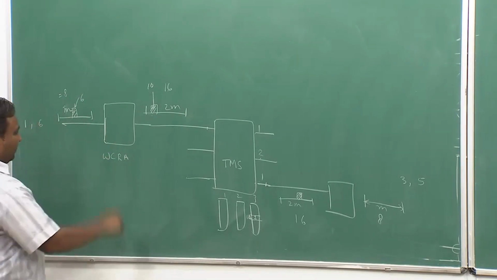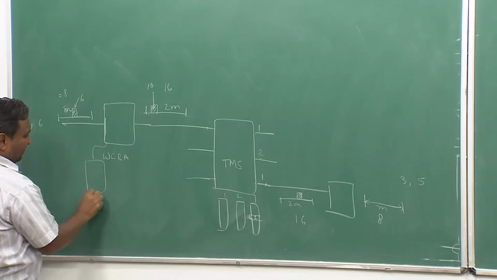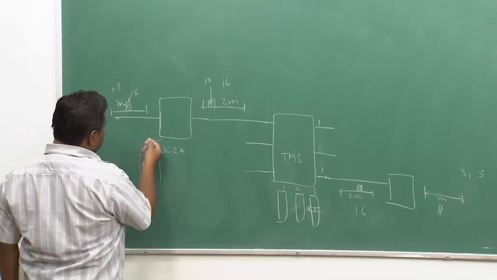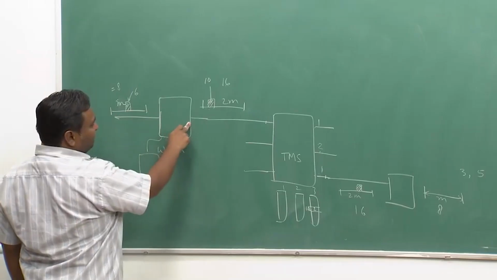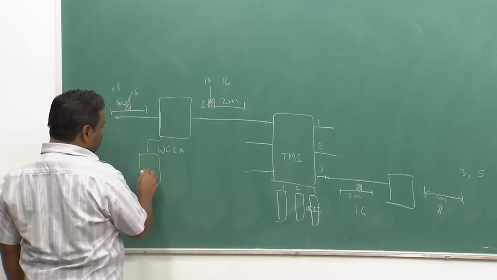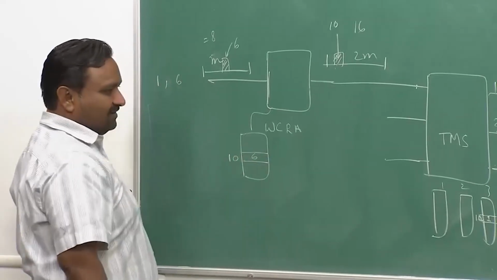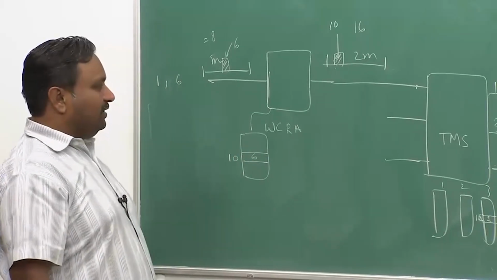So, what will you be writing in the control memory here? Remember, it is write cyclic and read acyclic. Once it is write cyclic, the 6th must have been written in the 6th location. So, in the 10th location you must be reading out, reading at the 10th location you will be reading from the 6th.